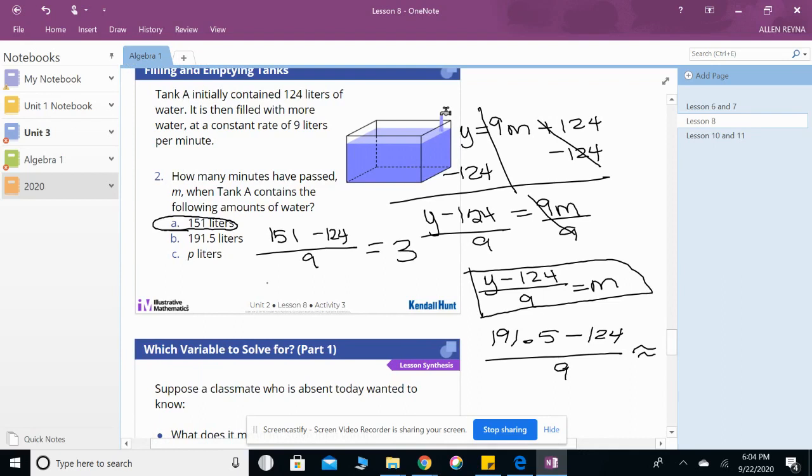And then the last one, it says just if you have p, that you just leave the variable in there. So instead of y, you would have p. So it would be p minus 124 divided by 9 equals your minutes.